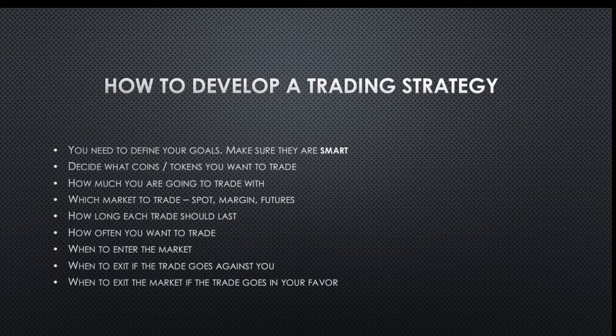So, having defined your goals, the next thing you want to do is to decide what coins or tokens you want to trade. It is very, very important that you decide what coins or tokens you want to trade. You cannot trade every coin or token. There are thousands of cryptocurrencies. You can't trade everything, you can't buy everything. So what coins or tokens do you want to trade? What ecosystem do you want to work with? Are you working with coins on the Binance ecosystem? Are you working with coins on Algorand? Are you working with coins on Solana?